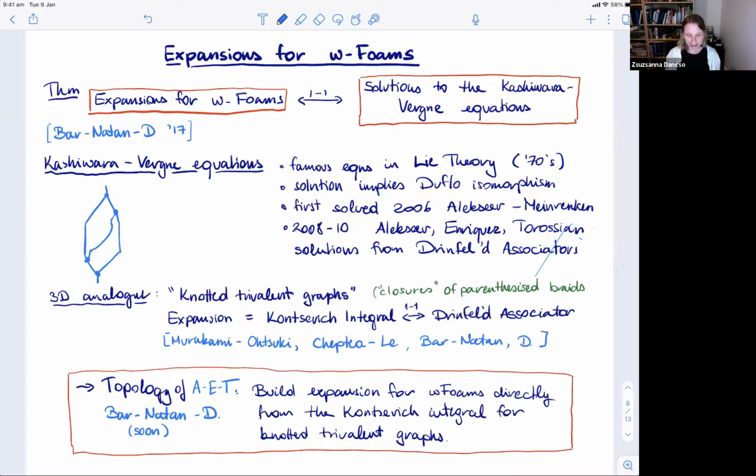And indeed, expansions for knotted trivalent graphs can be constructed from the Kashiwara-Vergne integral and correspond one-to-one to Drinfel'd associators. And this is work of many people, initially Murakami and Ohtsuki and Le-Thurston, then Bar-Natan, and I did this in a sort of bottom-up way in my PhD thesis.